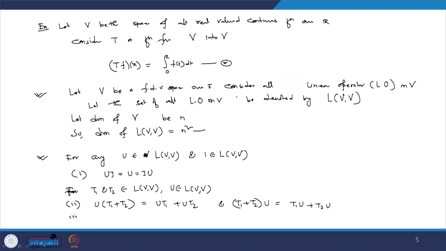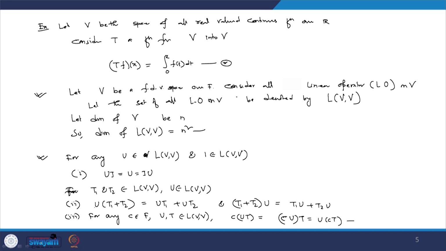Third, for any c belonging to the field F and U, T belonging to L(V,V), c times UT, c(UT), is equal to (cU)T, which is equal to U(cT). You can quickly check that, as we used to do in the case of functions. Here also this is the function U and T; not only functions, they are linear operators.